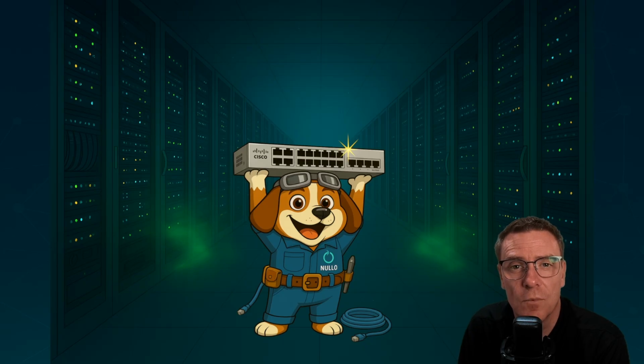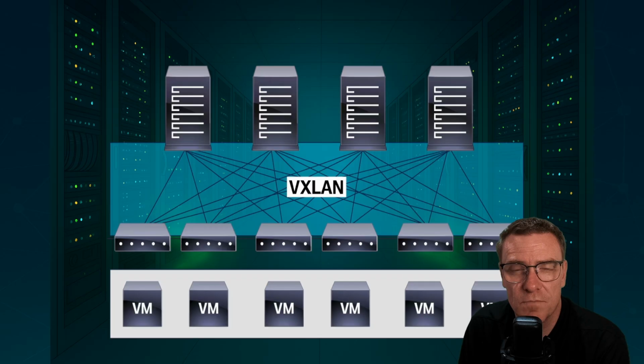This week, we're building a new data center. So we've opted for spine and leaf architecture because it's fantastic for prioritizing redundancy, scalability, and low latency.